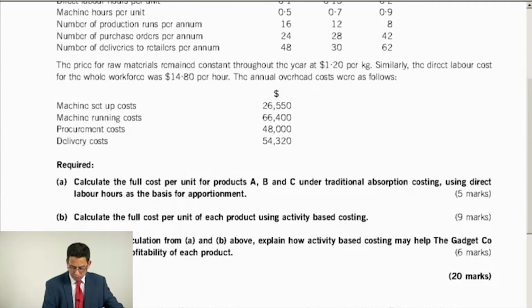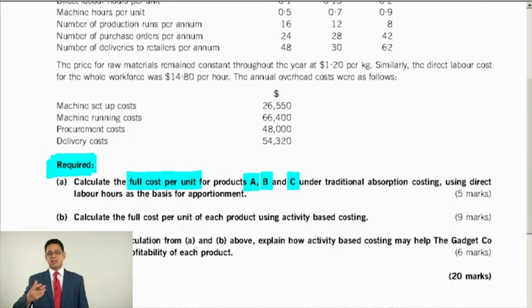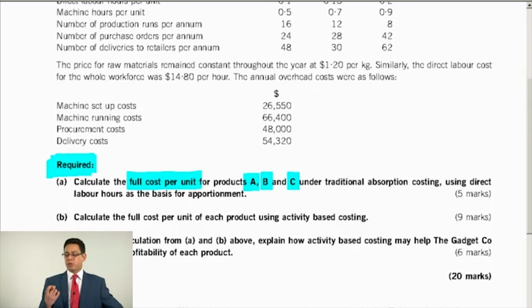What's in the requirements? A, calculate the full cost per unit of products A, B, and C. Maybe next time it could be X, Y, and Z, it doesn't really matter. Full cost per unit for the 3 products A, B, and C under traditional absorption costing using direct labor hours as the basis for apportionment.